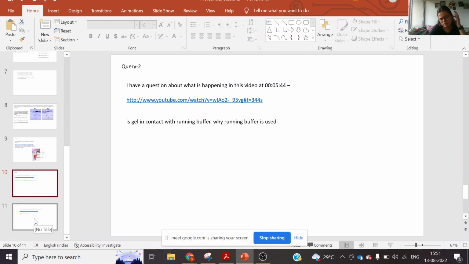Just a small doubt since you mentioned this. When the running buffer is in contact, will there be any cross contamination between the proteins that are added into the wells?